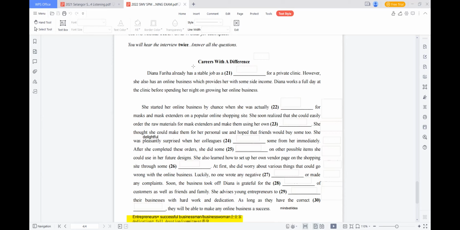Careers with a difference. Diana Fariha already has a stable job for a private clinic. However, she also has an online business which provides her with some side income. Diana works a full day at the clinic before spending her night on growing her online business. Okay, now I want you to quickly guess the answer. In this paragraph, are there any words you do not understand? Okay, stable means 稳定的工作. Okay, for a private clinic. All right, so can you guess the answer?